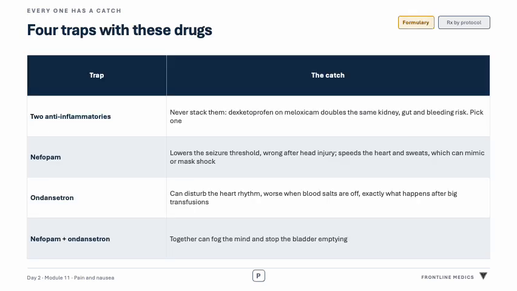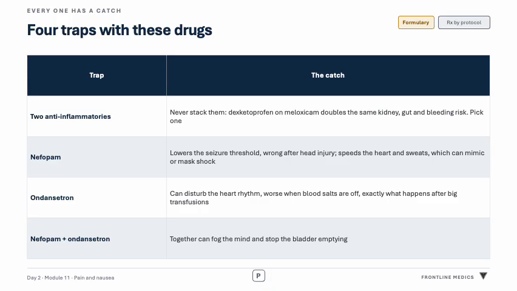4 things to watch regarding our preferred medications, because every one of them has a catch. First, as mentioned, we should not stack 2 anti-inflammatories. Dexketoprofen on top of meloxicam isn't good for the kidneys, gut, and bleeding risk, so pick one. Second, nefopam lowers the seizure threshold, increasing the risk of seizures, so it is the wrong choice in a head injury or anyone prone to fits, and head injury is everywhere on this battlefield.